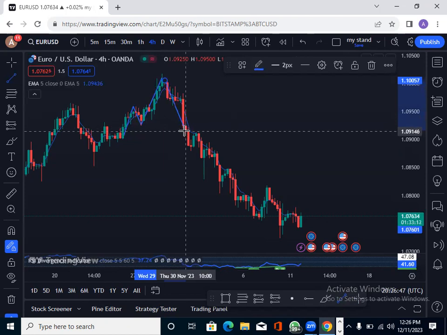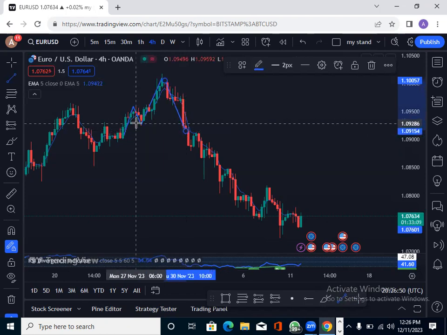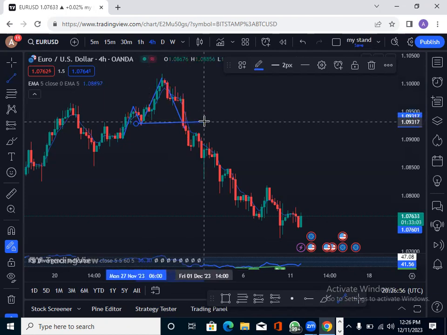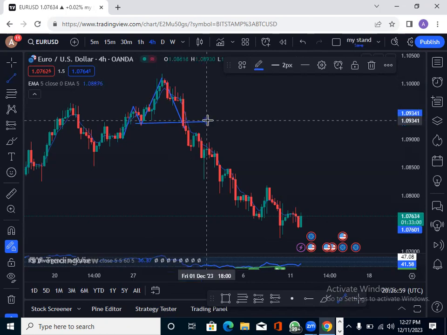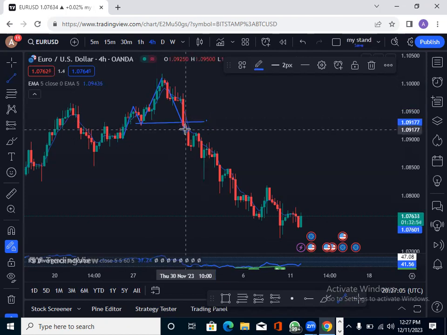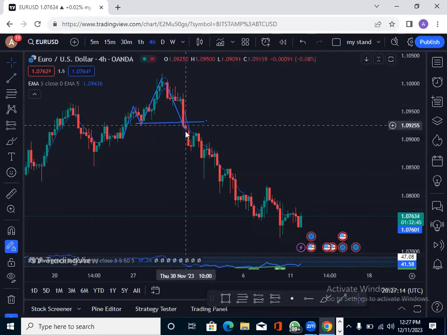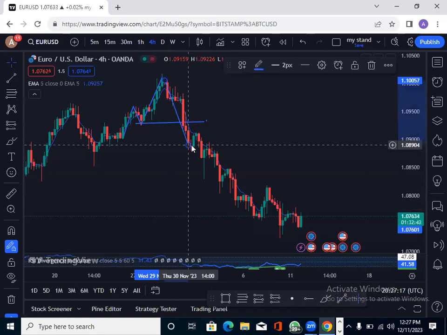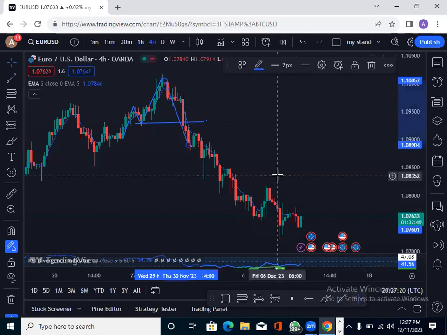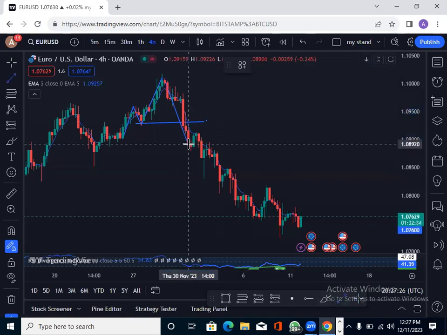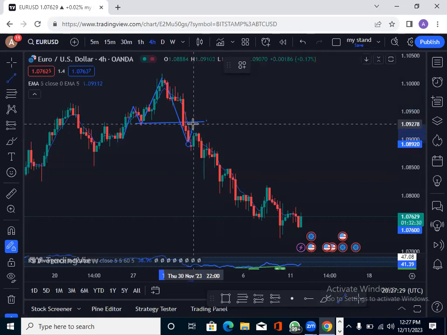What has it succeeded in doing? It has succeeded in breaking the low here. So the market broke the low here. So what are we expecting? We're expecting the market to have a pullback. The market will pull back to around the zone of the previous low.